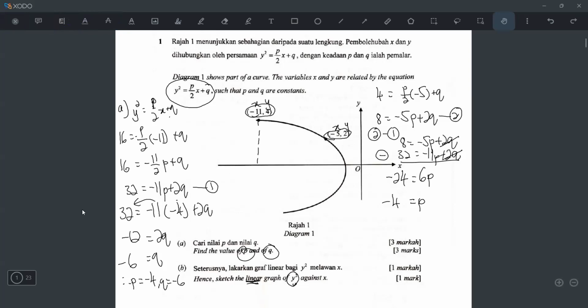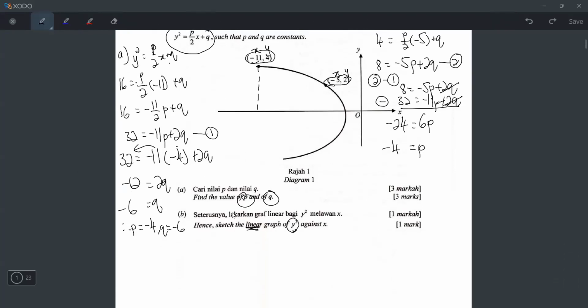I need some space for question B, because they ask us to sketch. Sketch the linear graph of y squared against x. If it's a sketching question, you don't have to do it in graph paper. If they ask you to draw, then only you will use graph paper. For sketch, you just sketch roughly. So we need to know that the equation is y squared equals p over 2 x plus q.